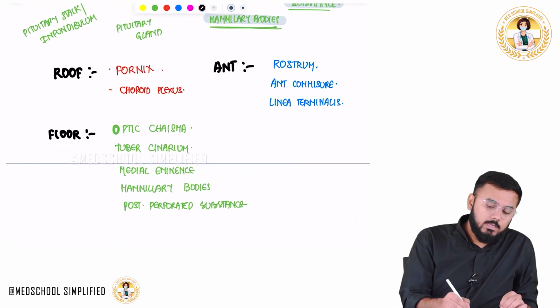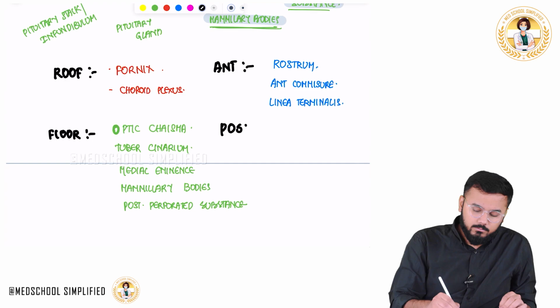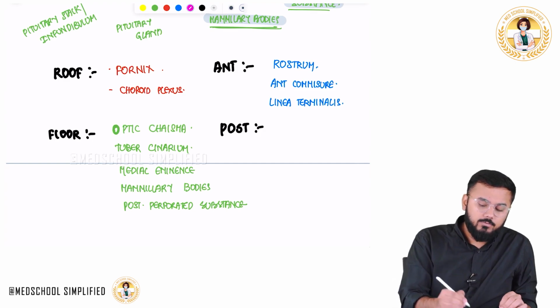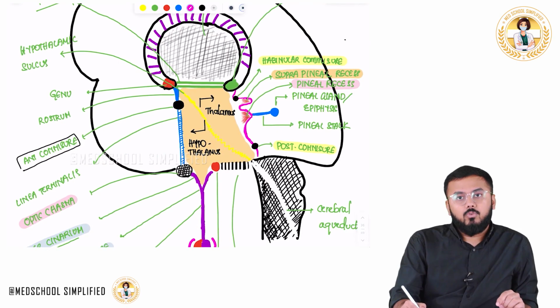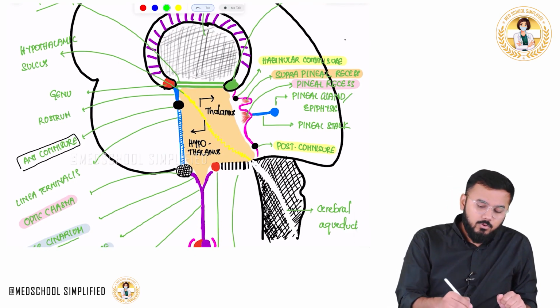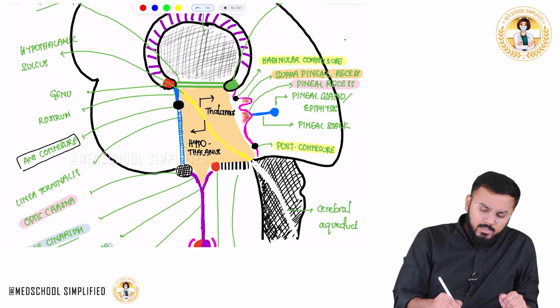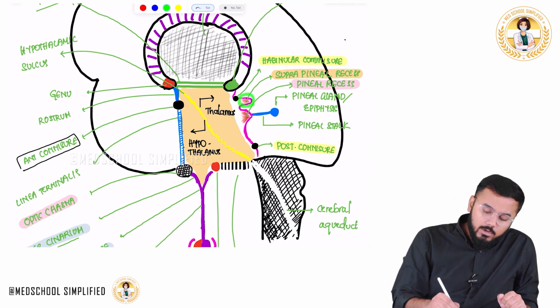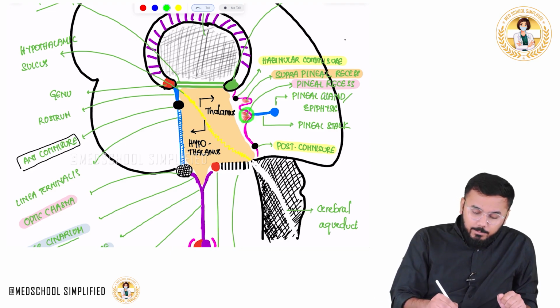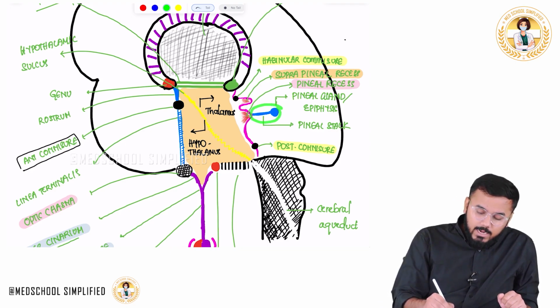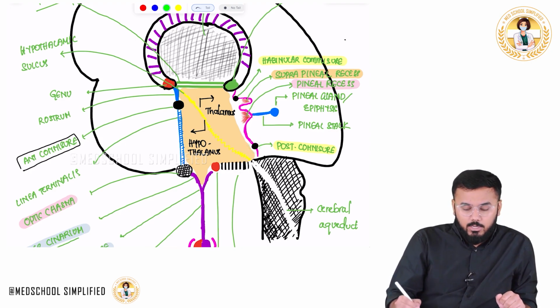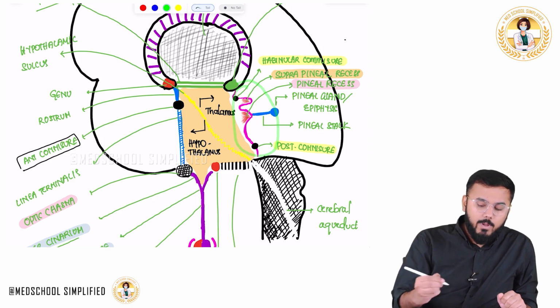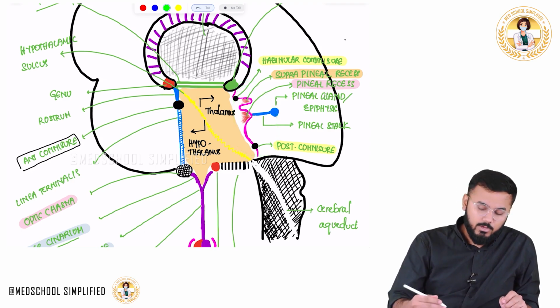Now what are the structures that form the posterior wall? If you can see here, you see this particular structure. What is this? This is called as your habenular commissure. That forms the posterior wall. Next, you have got your suprapineal recess, and after that pineal recess, and after that your pineal gland as well as the epiphysis, and then what is this? This is called as your posterior commissure. So all these structures which are located on the back, they form the posterior wall of your diencephalon.